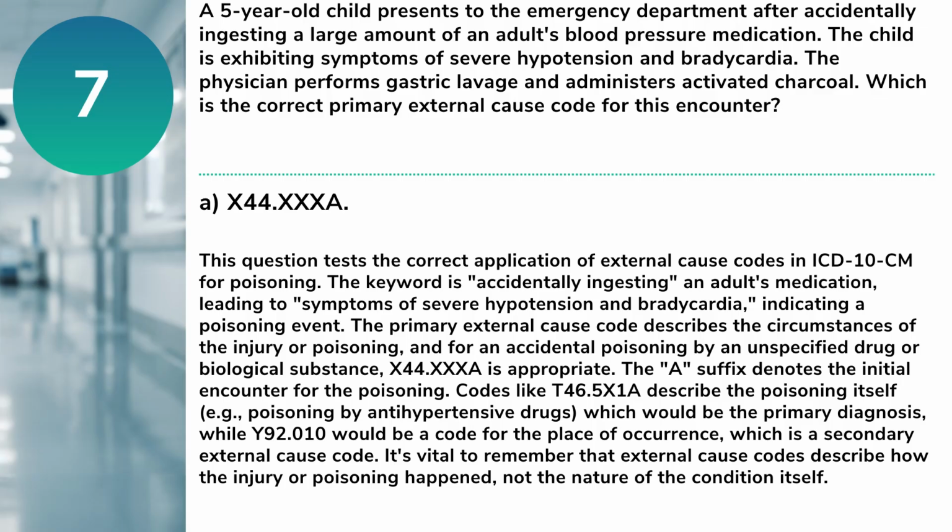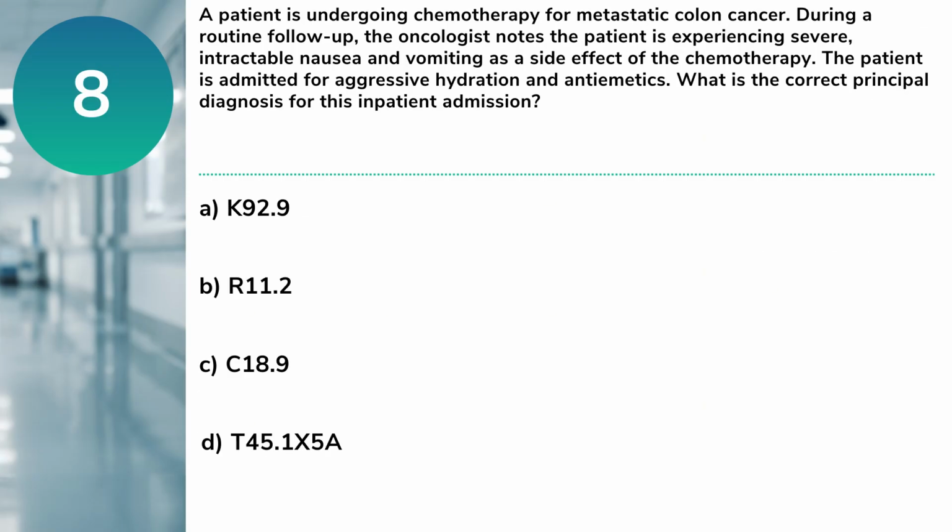condition itself. Question 8. A patient is undergoing chemotherapy for metastatic colon cancer. During a routine follow-up, the oncologist notes the patient is experiencing severe, intractable nausea and vomiting as a side effect of the chemotherapy. The patient is admitted for aggressive hydration and antiemetics. What is the correct principal diagnosis for this inpatient admission? A. K92.9. B. R11.2. C. C18.9. D. T45.1X5A.